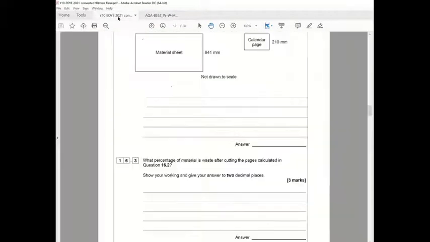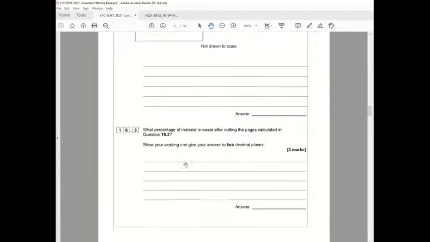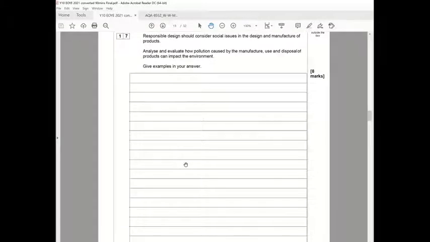Okay, which brings us on to the next question, which is responsible design. You should consider social issues in design and manufacture of products, analyse and evaluate how pollution caused by manufacture, use and disposal of products can impact the environment. So you've just got to make sure that you highlight exactly what you're meant to do, and you've got analyse and evaluate. So there's got to be not just analysis in this.